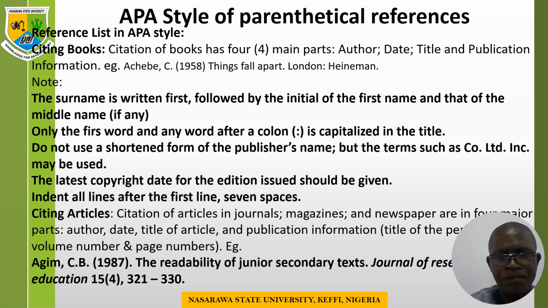Achebe is the surname of the source, and C is his initial. Then you now write Achebe, then comma, then the initial, which is C, followed by full stop, and the year of publication in bracket. Then the title of the material, that is Things Fall Apart. And the place of publication is London, followed by a colon, and Heinemann is the publisher's name. Then full stop.